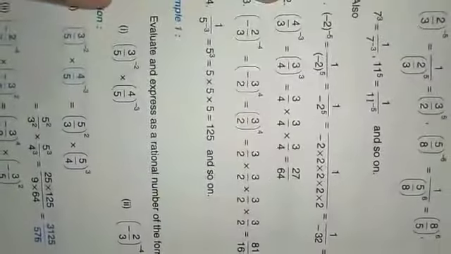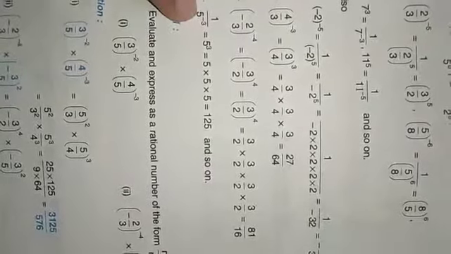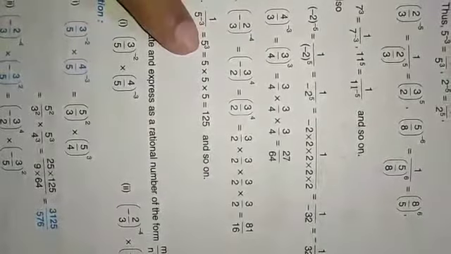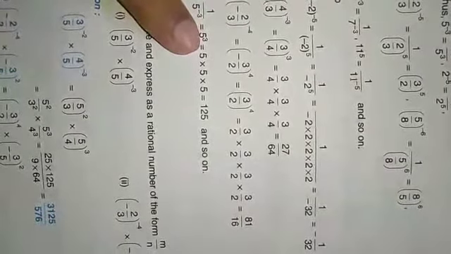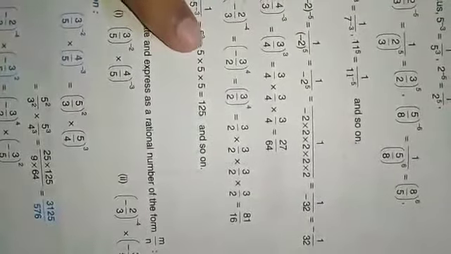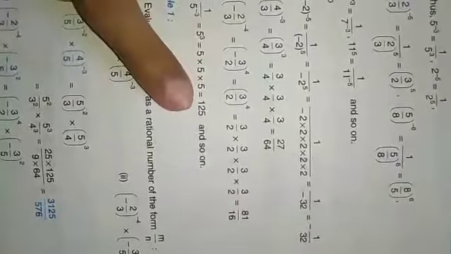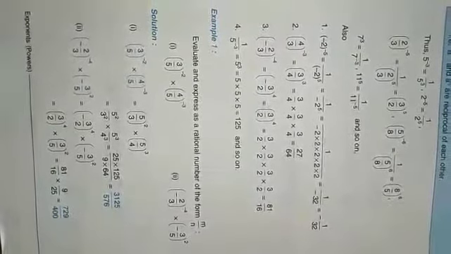Okay. So if we write 1 by 5 to the power minus 3, that means 5 to the power 3. That means 5 is multiplied by itself 3 times, isn't it? So 5 into 5 into 5, that means 125. Okay. Now we will solve the examples. Example number 1, evaluate and express as a rational number of the form m by n.